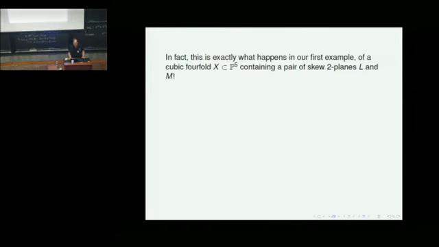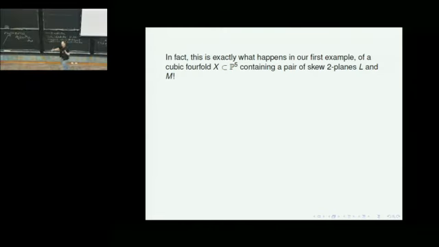This is exactly, in fact, what happened in the example I gave you before, where you have a cubic fourfold containing two planes, L and M, and we get this birational map between the product L cross M and the cubic fourfold. Remember what that map did, going back from X to the product L cross M. It blew up the two planes L and M, and then it collapsed the lines on the cubic fourfold joining L to M, or equivalently the lines joining L to M that lay on the cubic fourfold.